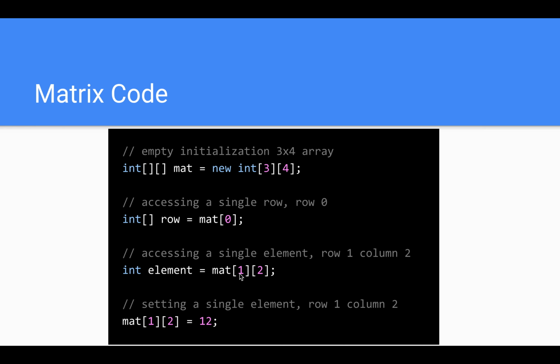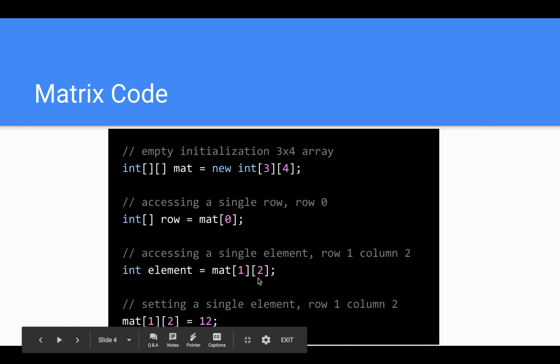Accessing a single element, row 1, column 2, looks like this, with 2 sets of braces, and then that gets you a single integer. And then setting a single element, row 0, column 2, looks like this. So now row 1, column 2 is 12.